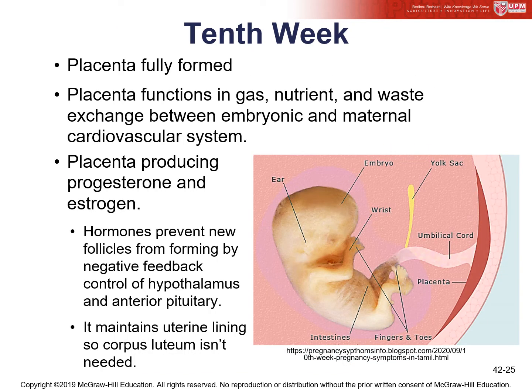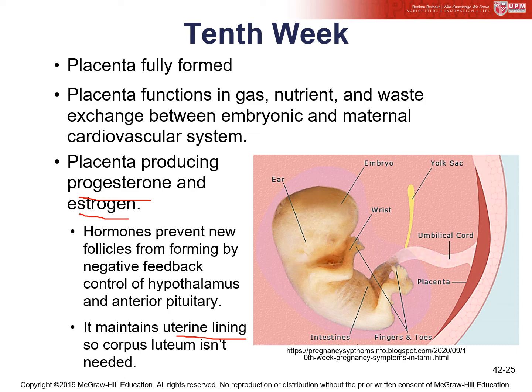In the 10th week, our placenta will be fully formed, as the placenta is important in the exchange of gases, nutrients, and also waste. And this placenta also produces progesterone and estrogen. These hormones are very important, as they help prevent us from forming new follicles, and also maintain our uterine lining. If the progesterone drops, the uterine lining will not be thick enough, and a miscarriage will be likely to happen.